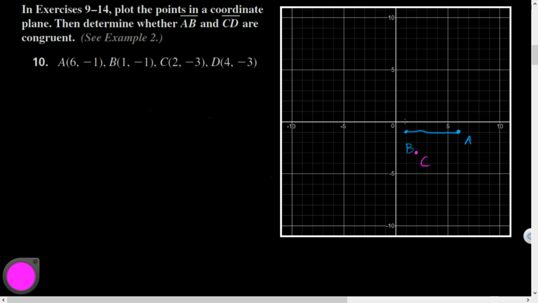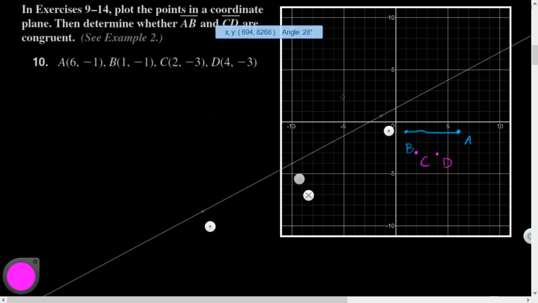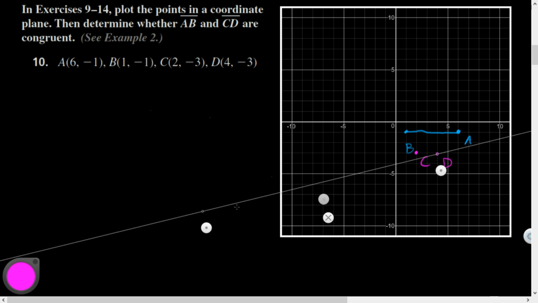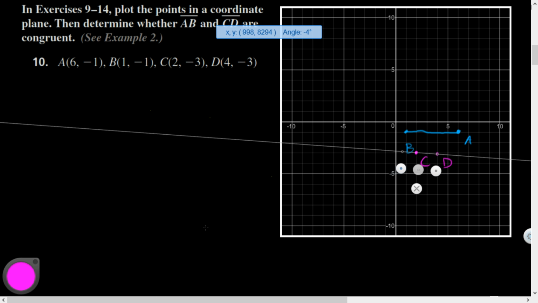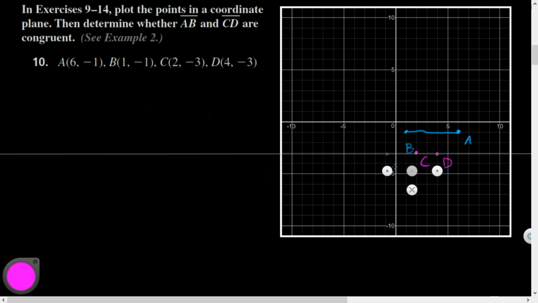And over 4, down 3. Let's see. Did I plot these right? It looks right. I can pull up a ruler, but it's a little bit of work to line up these endpoints, right? It draws a really straight line. So the question is, are these congruent? You can probably determine by looking that they are not.